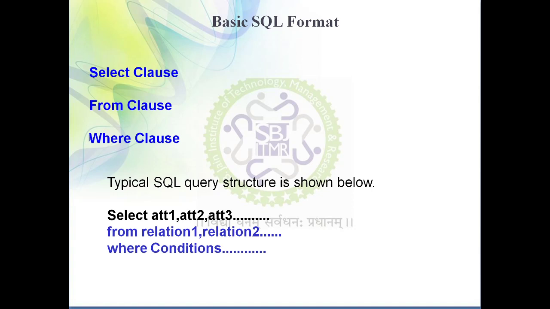Now in the same example, I want employees whose salary is greater than 20,000 and whose city is Nagpur. In this case there are two conditions. So I can join these two conditions with the help of a logical operator, and that we are going to discuss in this particular lecture. So you should know the basic SQL format that we are going to follow: select, from, where. Here we write select attribute 1, attribute 2, attribute 3 and so on, from relation 1, relation 2, and finally where condition. So this is the basic SQL format.